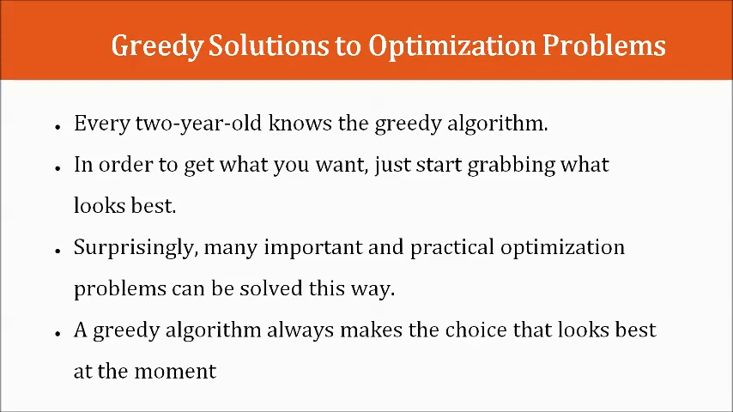So every 2-year-old knows the greedy algorithm, because in order to get what you want, just start grabbing what looks best. Surprisingly, many important and practical optimization problems can be solved this way. A greedy algorithm always makes the choice that looks best at the moment.